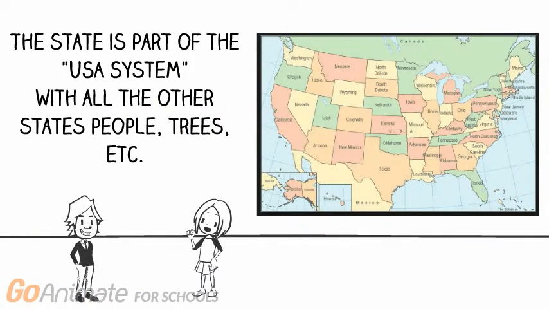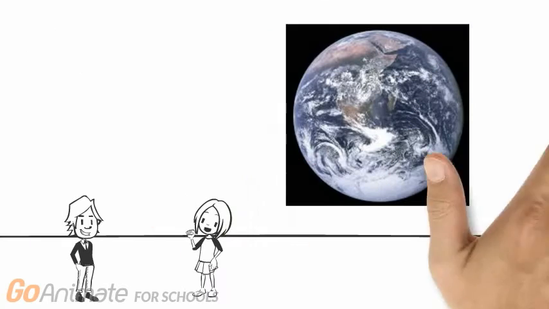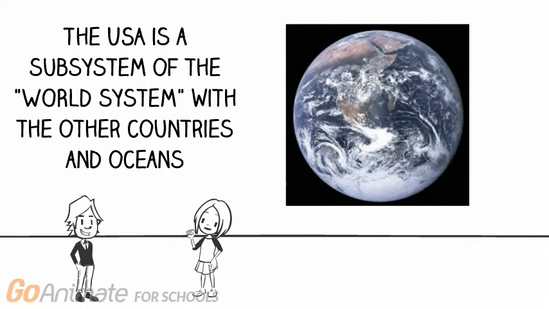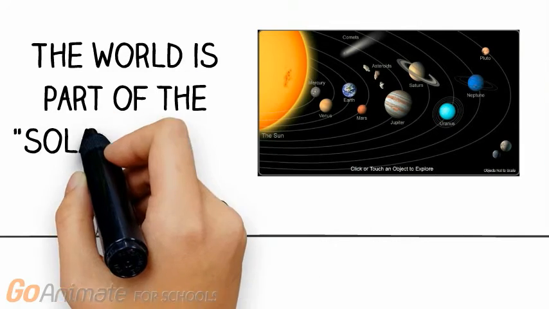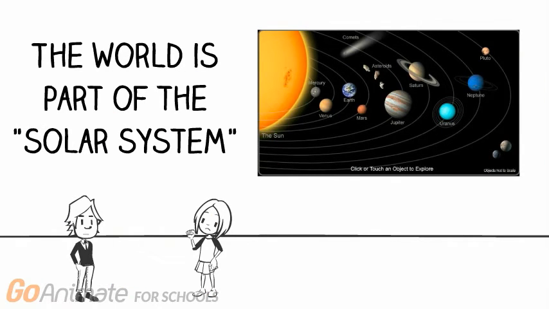The state is part of the USA system. This includes the other 49 states, the cities, the people, the trees, and much more. The USA is part of the world system, with the other countries, the atmosphere, and the oceans. The Earth is part of the solar system. This includes the other parts, the other planets, the Sun, the asteroids, and more.